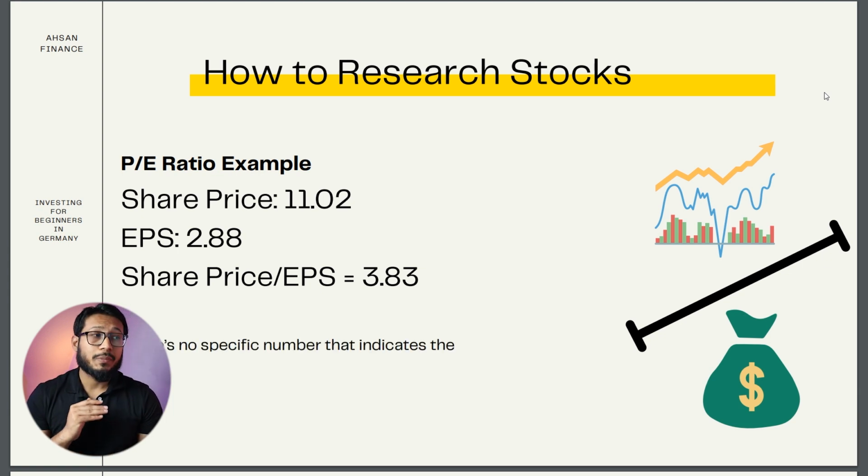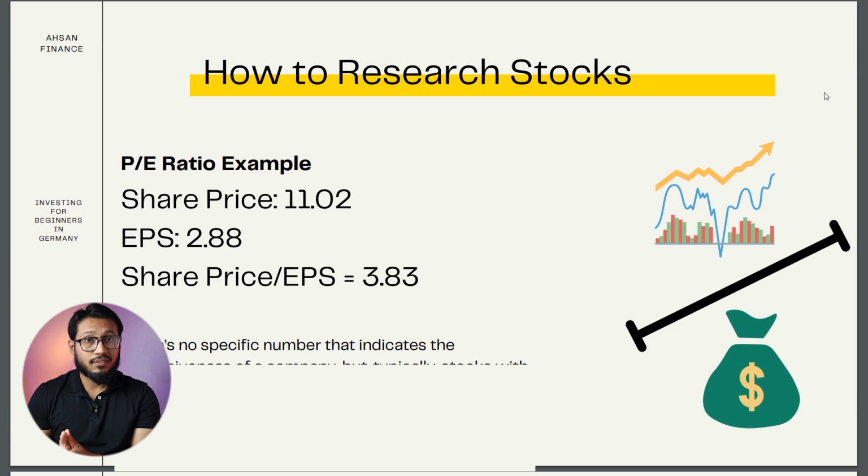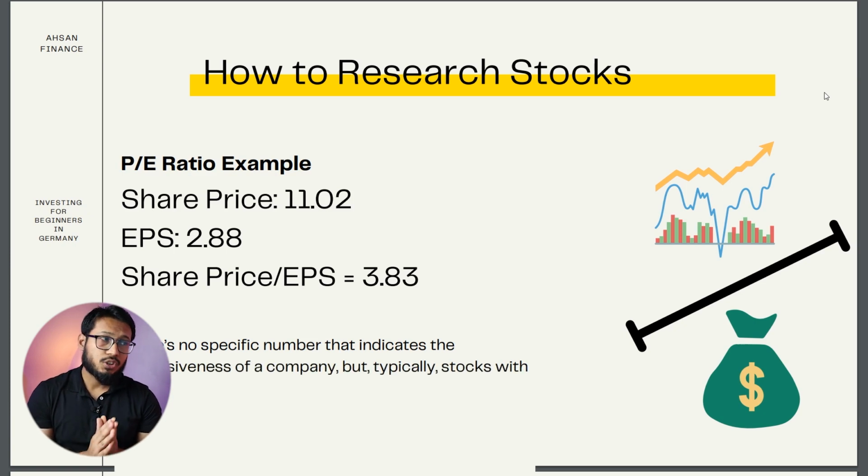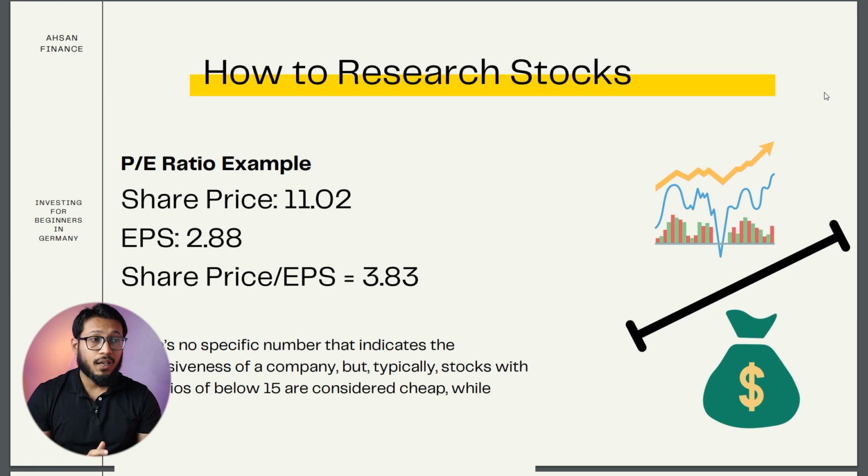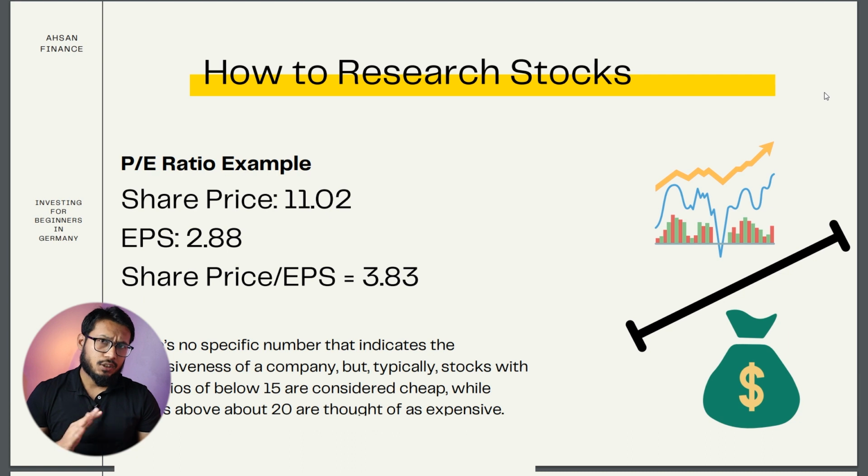Now, there is no specific number that indicates the expensiveness of a company, but typically stocks with a PE ratio below 15 are considered to be very cheap, while a stock that has a PE ratio of higher than 20 is thought to be pretty expensive. But there are a lot of other things that need to be considered, as this is a general indicator.